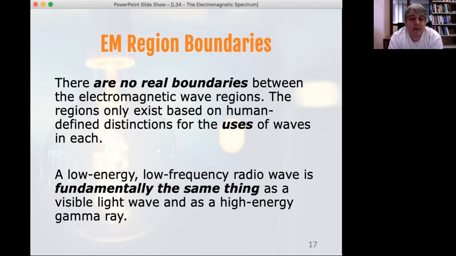But as I mentioned, fundamentally, they are all the same thing. They are all oscillations of the electric and magnetic fields at different frequencies. That's it. So a low energy, low frequency radio wave is fundamentally the same thing as a high energy gamma ray, right? And as visible light rays and every other kind of electromagnetic wave.